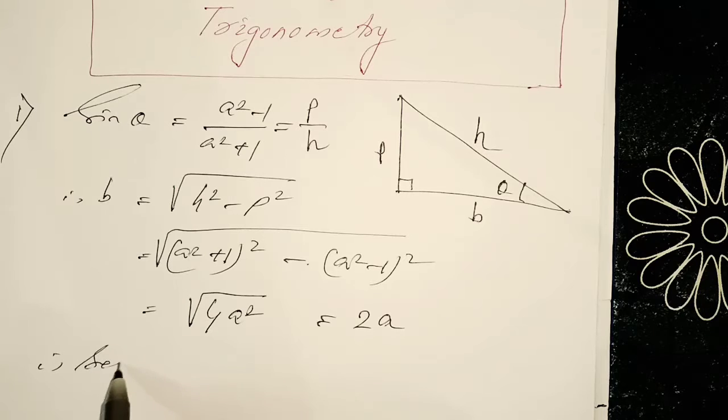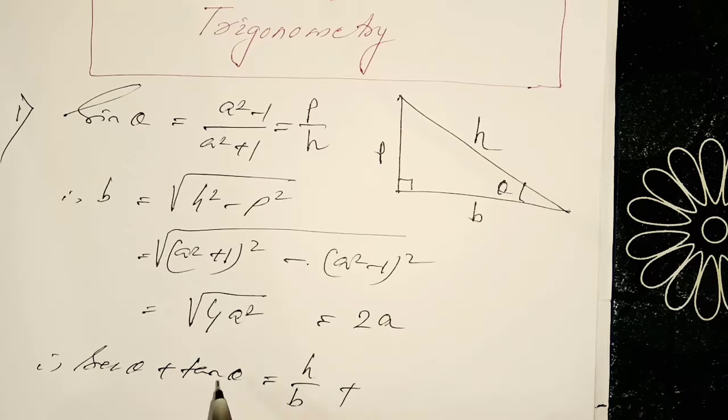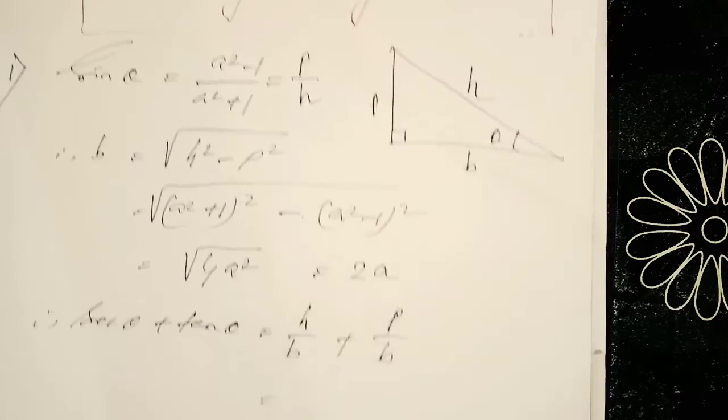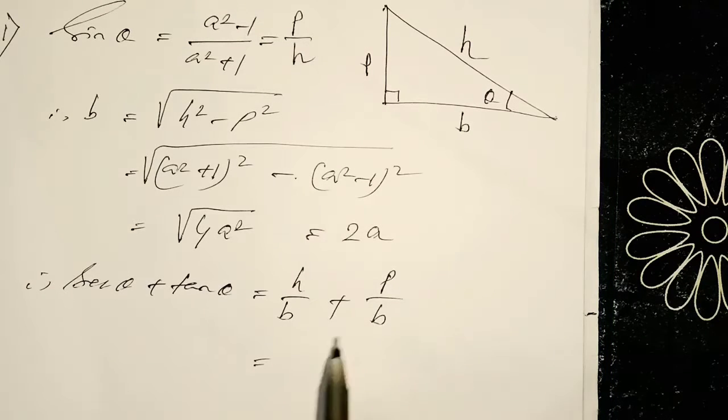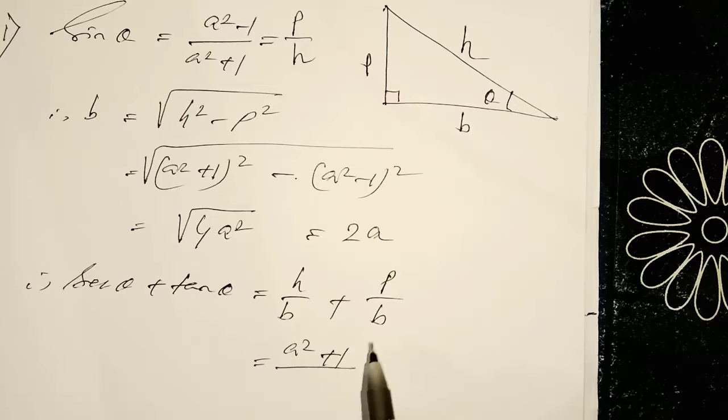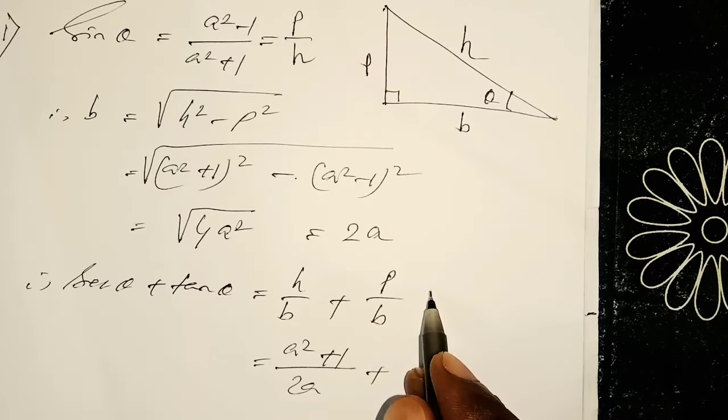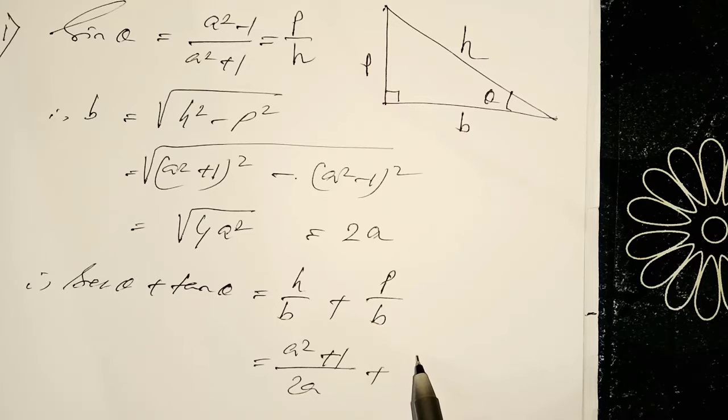Therefore, sec theta plus tan theta. What is the sec theta formula? H by b. What is the tan theta formula? P by b. Now put in the values. H is equal to how much here? H is a square plus 1. The base you got is 2a, right, here 2a. And here, what is the perpendicular?